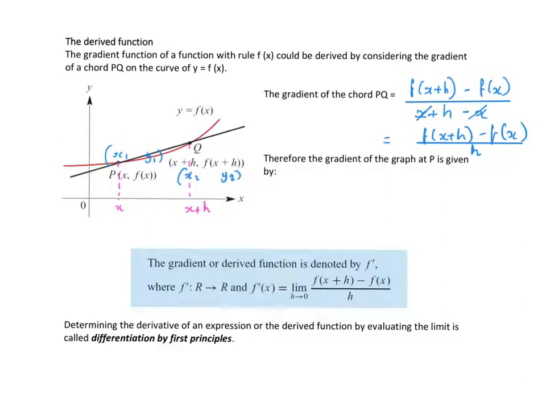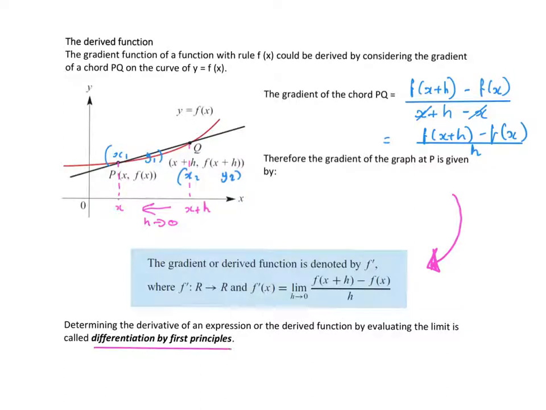And so therefore the gradient of the graph at point P. Now at point P, what are we doing to the h value? We are making it move towards 0, aren't we? So h is tending towards 0, so we let it equal 0. And so basically this is the rule for that, and this is what we call differentiating or finding the gradient by first principles.